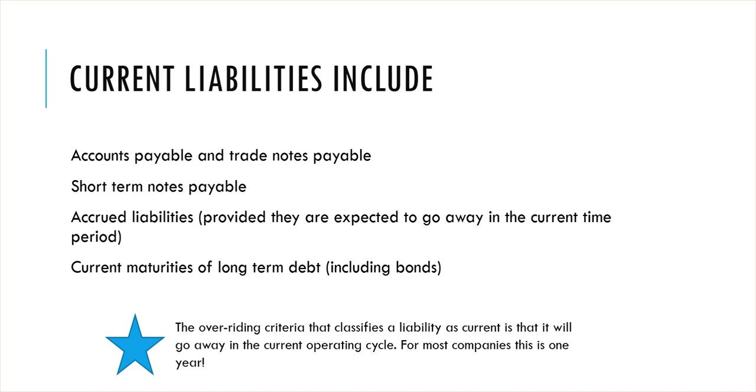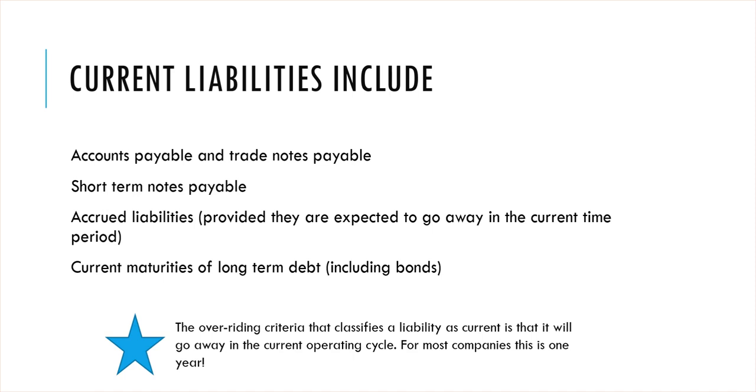Current liabilities, here are a few examples. Accounts payable, trade notes payable. And again, for this class, it'd be a 12-month thing. And short-term notes payable, 12 months, yes. Accrued liabilities, we need a little description here because only if they're expected to go away in that current time period, or the operating cycle, for us 12 months. So you can have accrued liabilities, a portion of which is long-term, or non-current is the other phrase for that, and a portion of it is current.